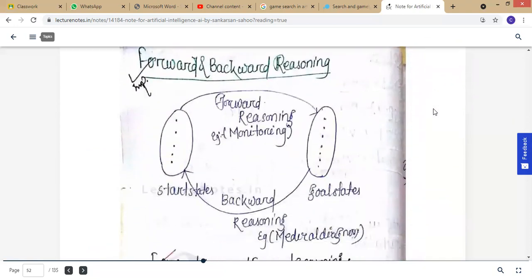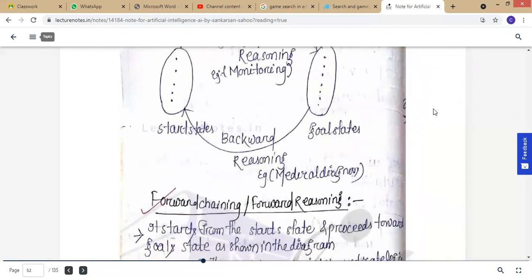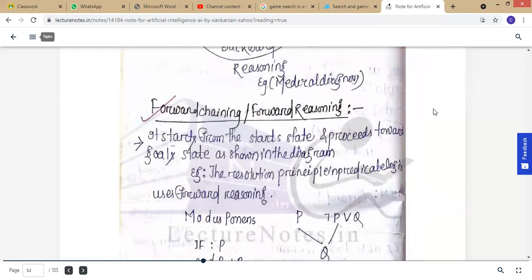So this is the main diagrammatic structure of forward and backward reasoning. Forward reasoning, for example, monitoring. Backward, for example, meditation. Forward chaining and forward reasoning.